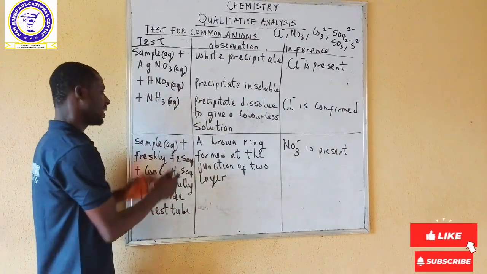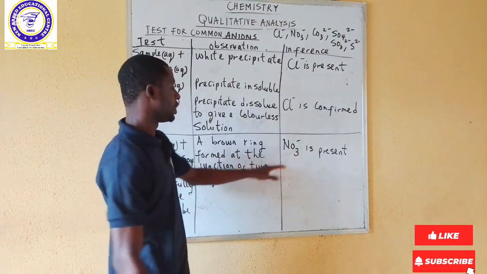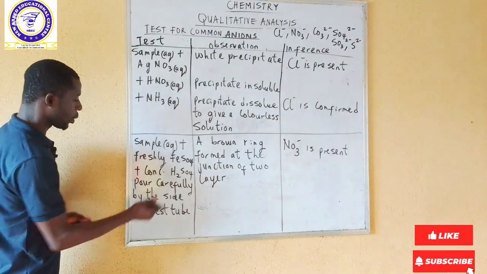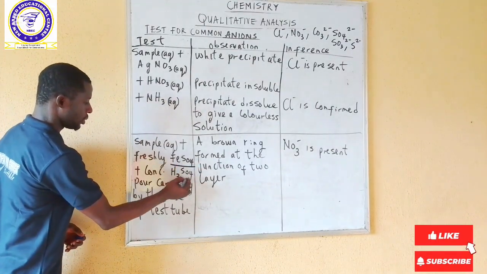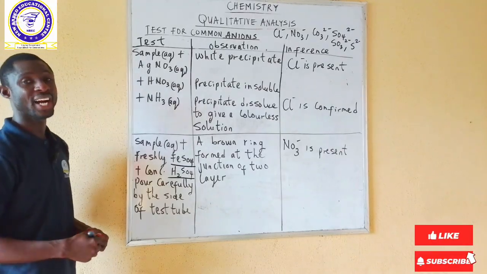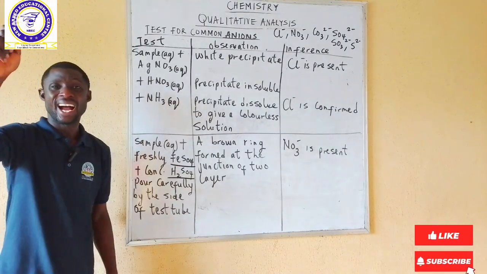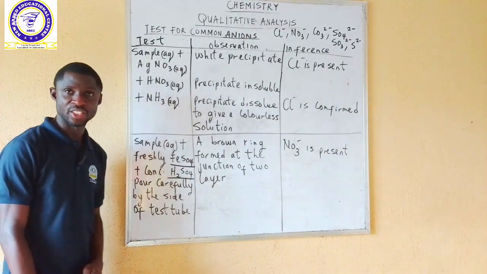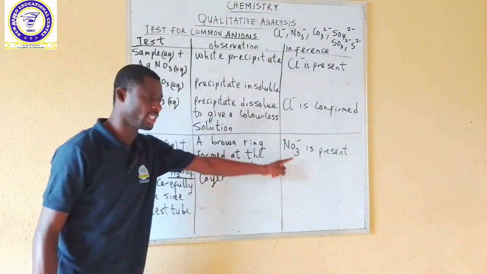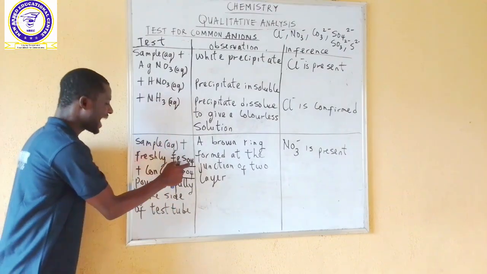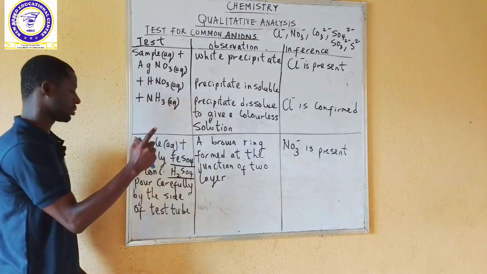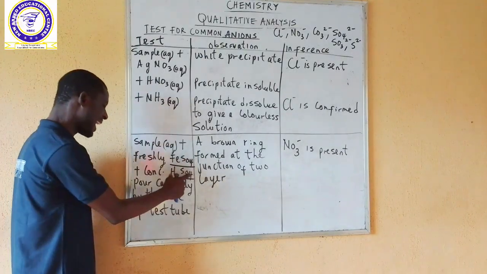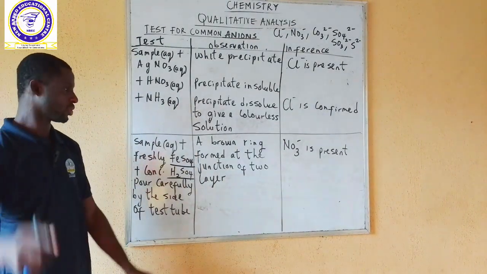Alright, let's see. If you want to test for NO3 minus, these are the peculiar reagents that you are going to add. They will ask you to add iron sulfate and sulfuric acid to your test sample. Note that anytime they ask you to add freshly prepared FeSO4 and sulfuric acid to your test sample, what you want to test for is NO3 minus.